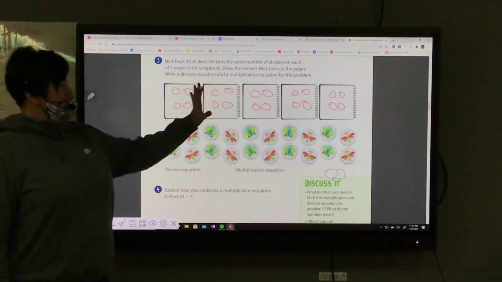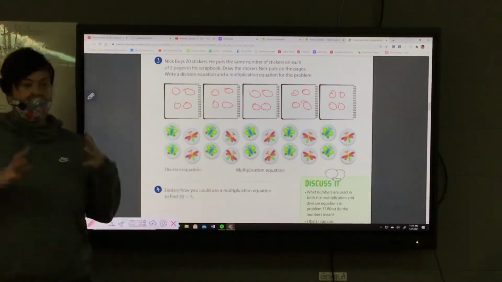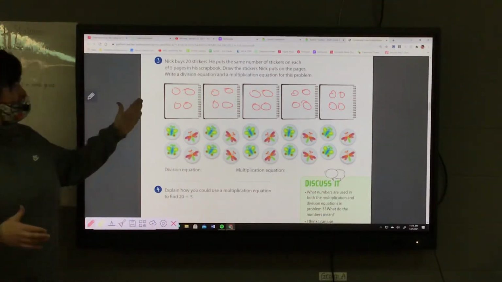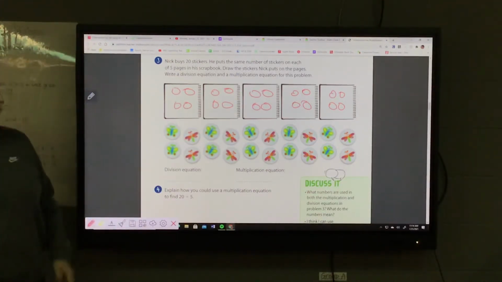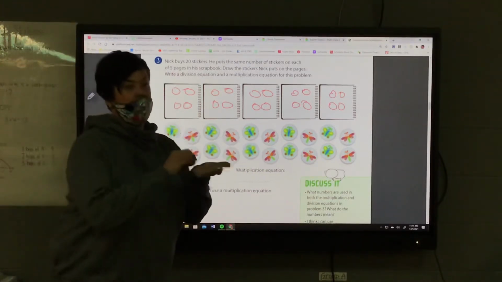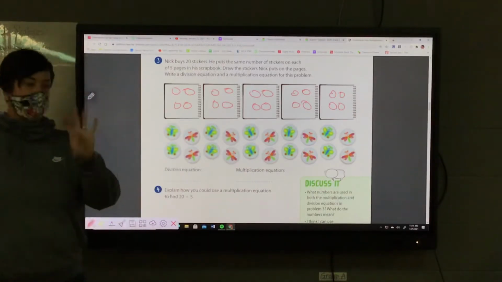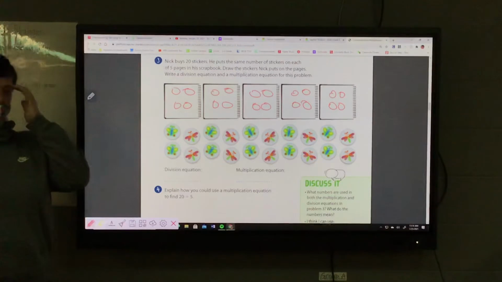Okay, so how many did we start out with all together? 20. How many equal groups did we have? 5. 5 equal groups. How many did we put into each equal group? 4. Let's use that information to create our division equation.